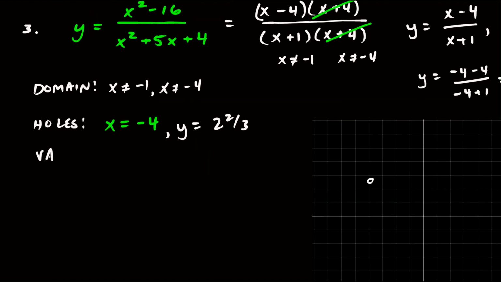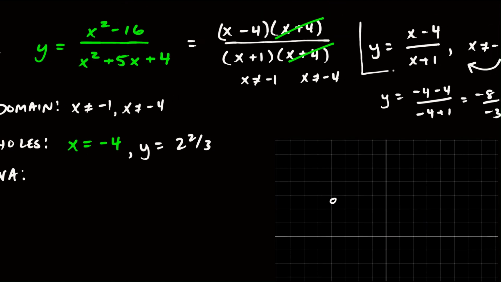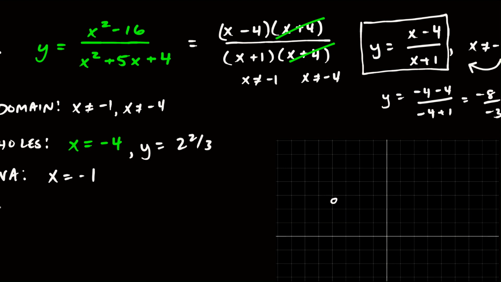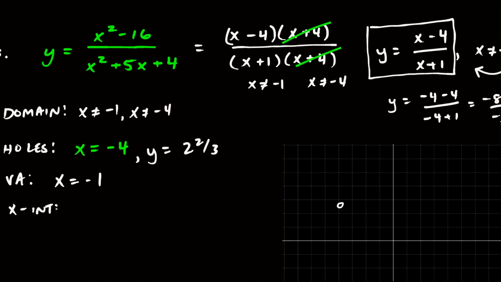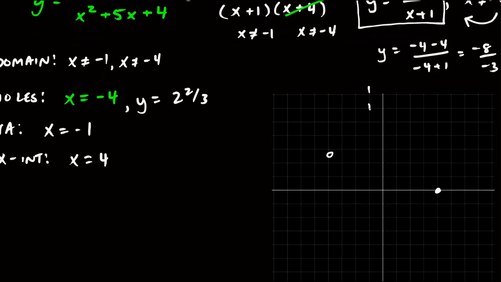Next up, vertical asymptotes, the remaining zeros. Well, the only zero that's left, remember we're using this new equation here, zero of that would be x equals negative 1. And you will notice that the two domain restrictions will match up your hole and your vertical asymptote, the x values there. Our x-intercept will be the zero of the numerator. Notice it's not at negative 4, there's just one at positive 4. So we'll have x equals 4. We can go ahead and put that on, 1, 2, 3, 4, and put a little point there. And I'll backtrack and put in our vertical asymptote, which is at negative 1.